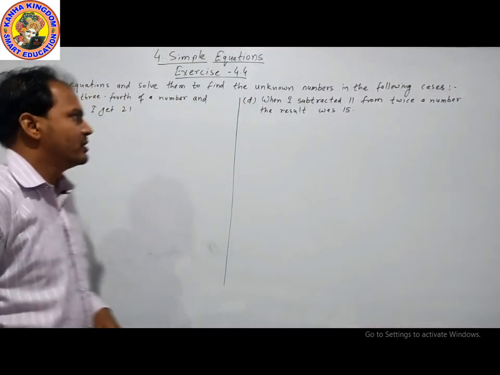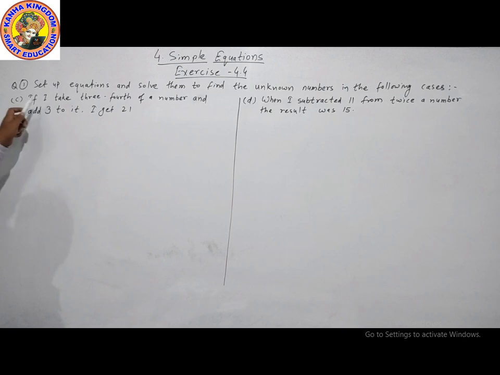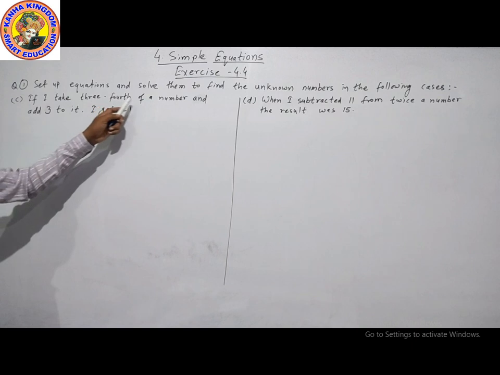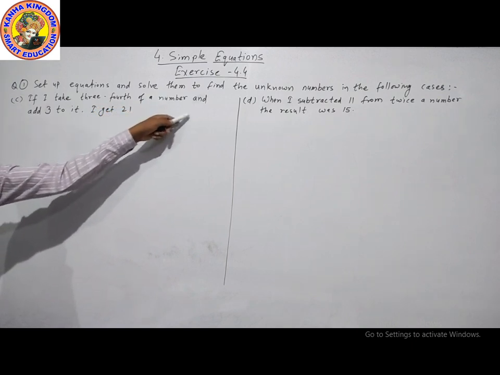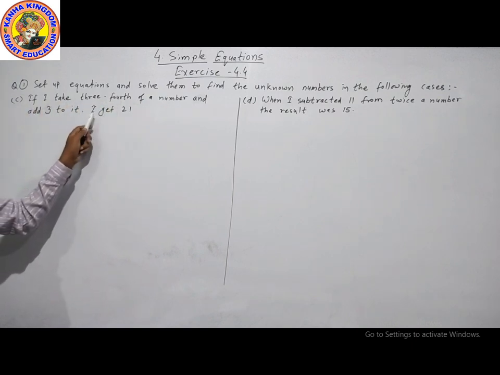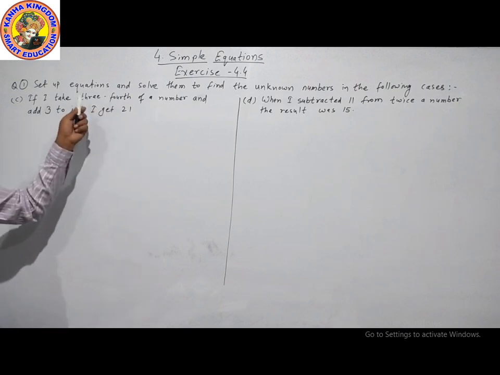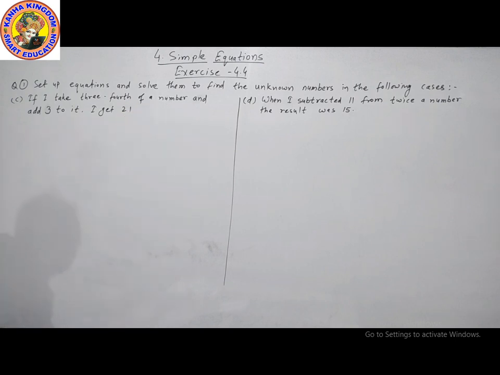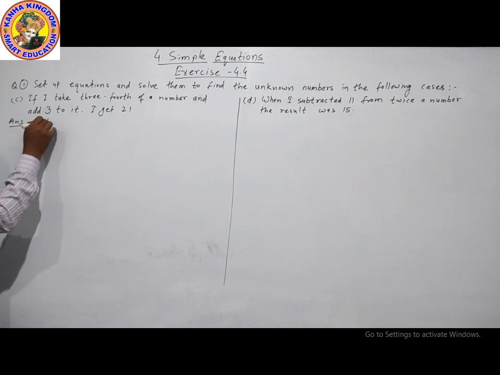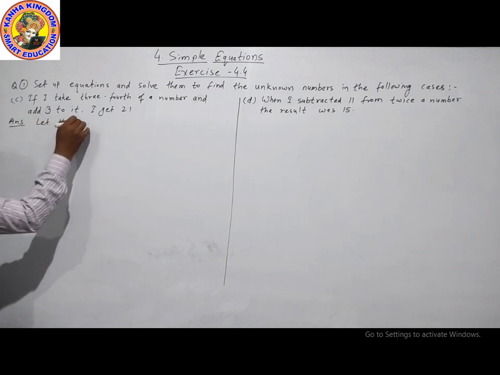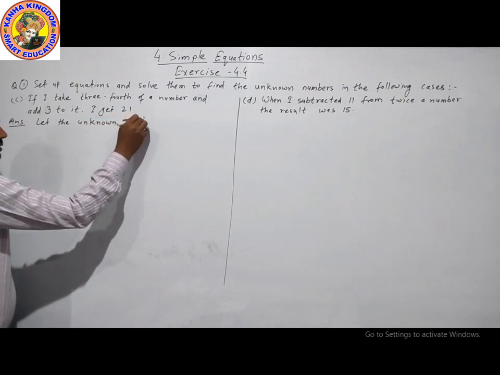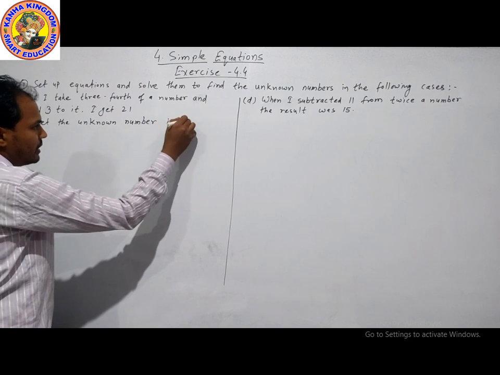Now I am taking part C. If I take 3/4, means 3 by 4, of a number and add 3 to it, I get 21. 3/4 of a number: first of all, let the unknown number be x.